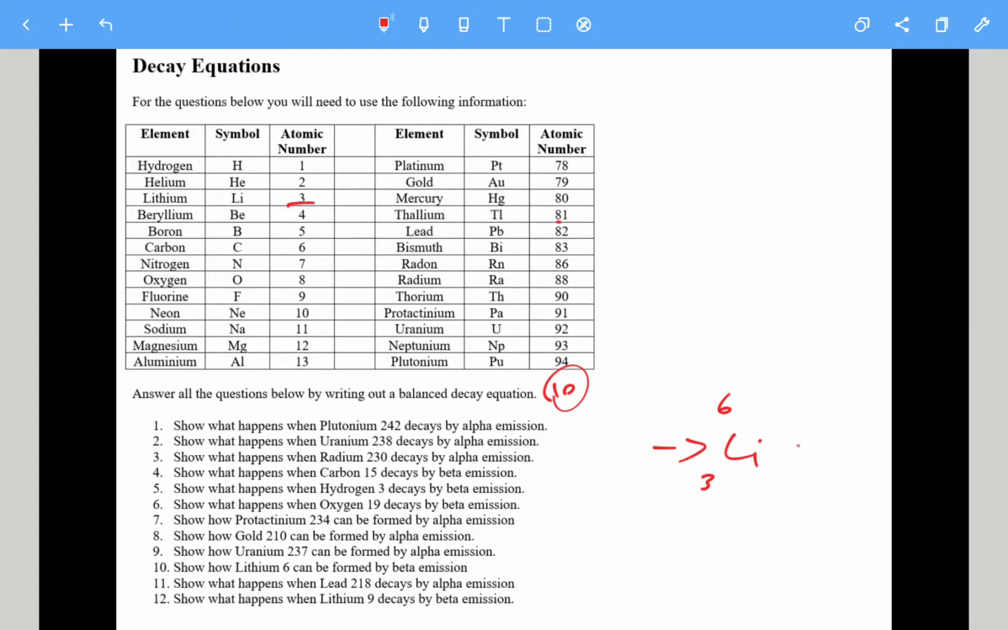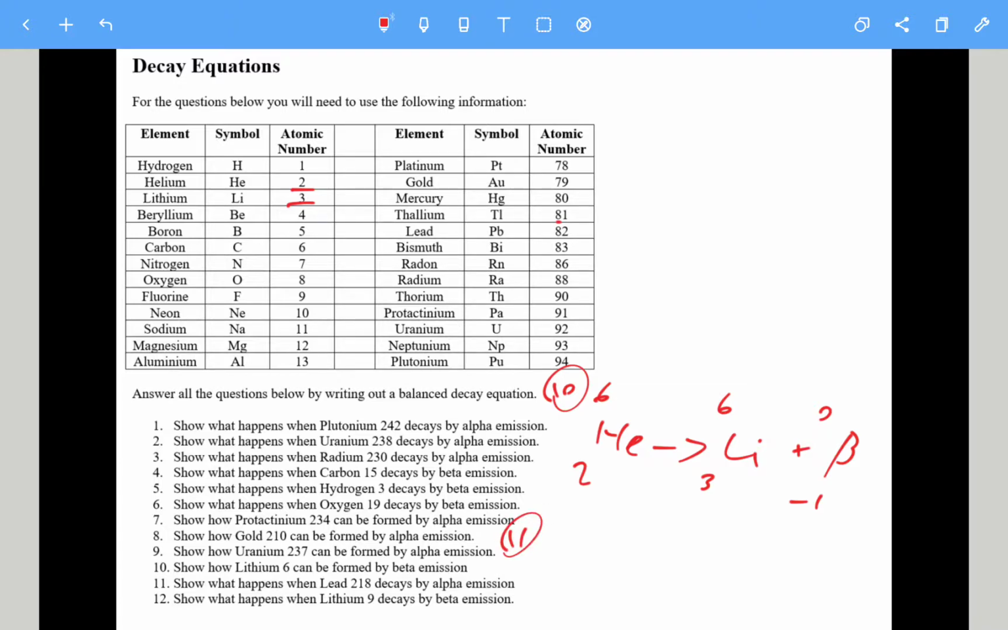And it's formed by beta emission, so I need to put beta 0, minus 1, and then just work backwards, add them up. So 6 plus 0 is 6. 3 minus 1 is 2. So 2 protons is helium, so some really strange, very heavy helium. So He, that's the answer to number 10. Okay, let's do number 11.